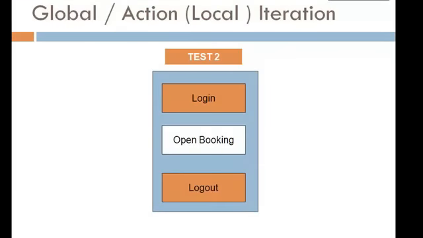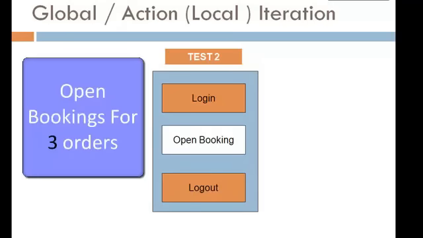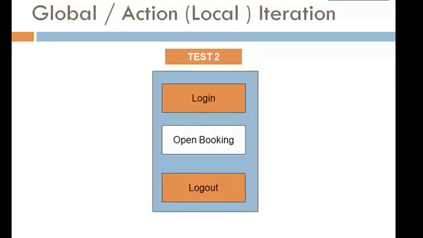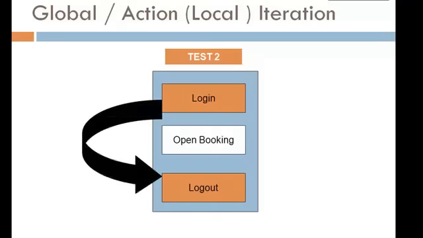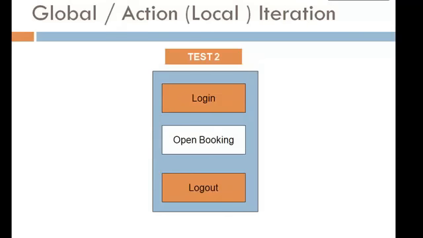Now the question is, when would you use global data sheet or local data sheet? Suppose for test 2, we needed to open reservation for 3 different orders. Had we selected global data sheet, all 3 actions, that is login, open order and logout, would have iterated thrice. But with local data sheet, login and logout will be iterated only once, while open booking will be iterated thrice.